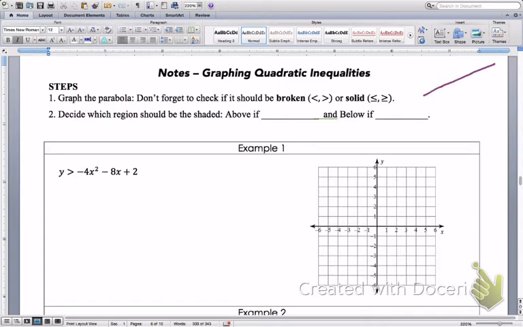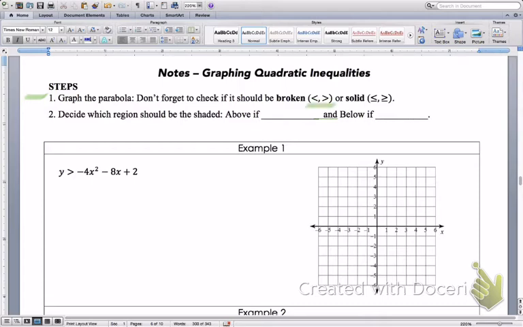For example, the line could have been a solid line where we shaded above it, or it could have been a broken line where we shaded below it. So same idea with quadratics. We're going to shade our parabola either above it or below it, and it can be a solid parabola or a broken parabola.